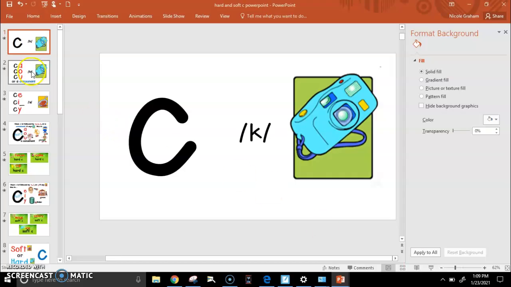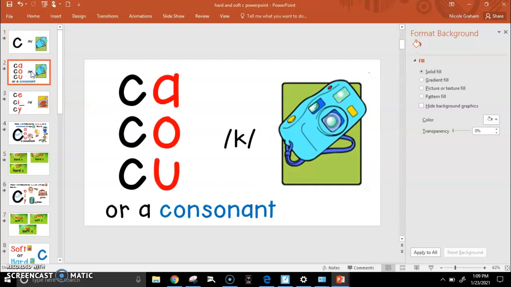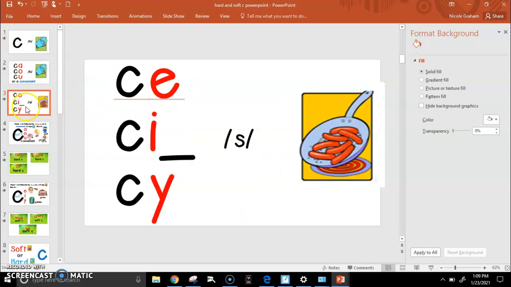Okay, boys and girls, you need to remember that when the letter C is followed by A, O, or U, or a consonant, the C will say K. If it is followed by E, I, or Y, it is soft and it will say S. So when you're reading those words, be sure you're looking at the letter following the letter C, and it will help you with knowing which sound to make, whether it's the K hard sound or the S soft sound.